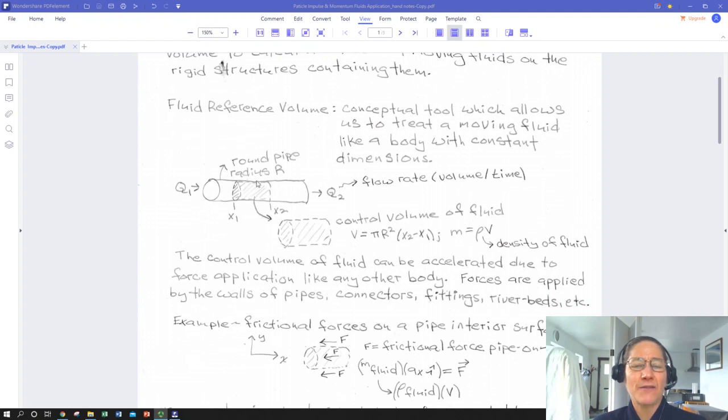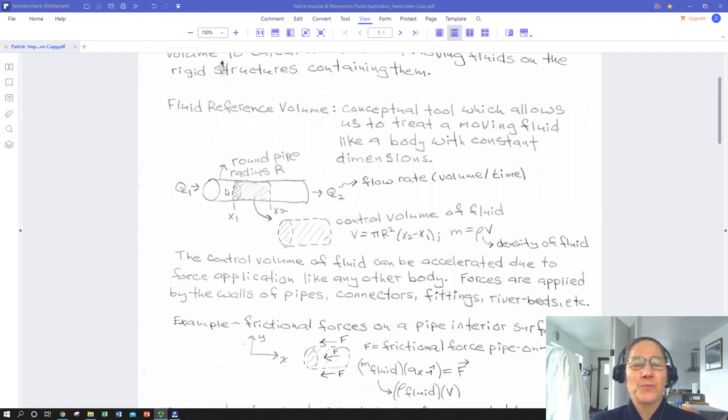Okay, so let's make some pictures of this fluid reference volume. Say we have a pipe, and we've got water flowing through the pipe, and so we'll define something that's used in fluids a lot. It's called a flow rate, and this is a volumetric flow rate. So it's volume per unit time, gallons per second, or acre feet per day, or whatever your units of choice.